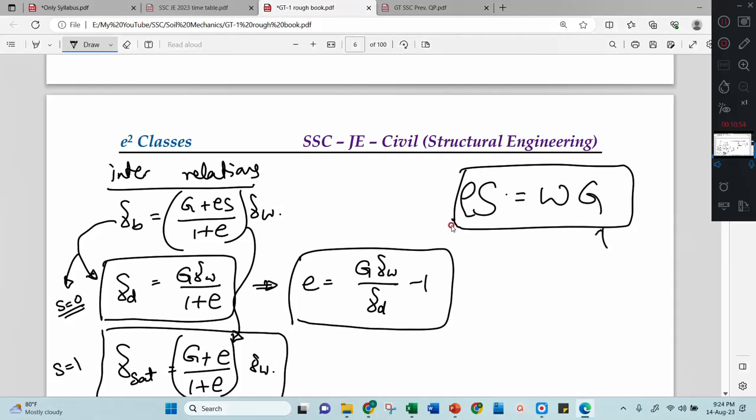This equation I will call a switch equation. Why? Because this is a small equation that will convert water content to saturation, saturation to water content, specific gravity to void ratio. Like that, you can play with this one; it acts as a switch.